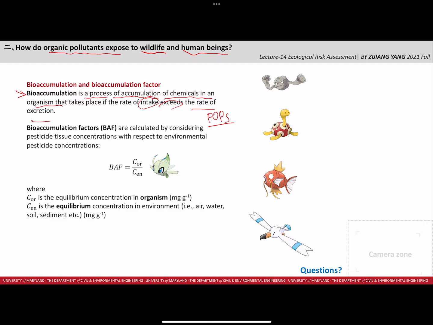the biota, the organisms, cannot decompose or excrete these chemicals. So they will gradually accumulate in the body of the organism. For example, if we have DDT in the soil, the earthworms will eat the soil, so the DDT concentration may increase. And then the fish will eat the worm.